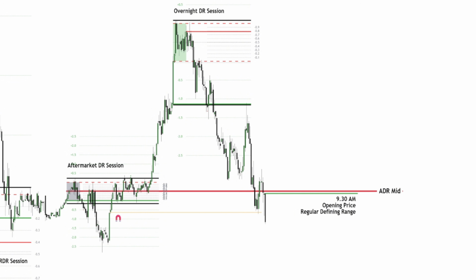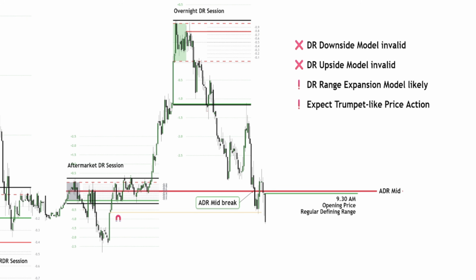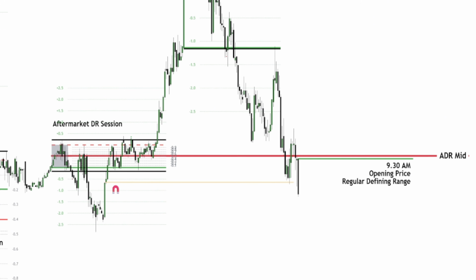But the ADR mid, why does that one matter so much? Because breaking the aftermarket mid drastically raises the odds of a range expansion model or trumpet-style price action for the rest of the day. Note that down. I can't say it enough. The ADR mid is one of the most important intraday levels in the whole DR-IDR cycle. Study it and you'll find a lot.